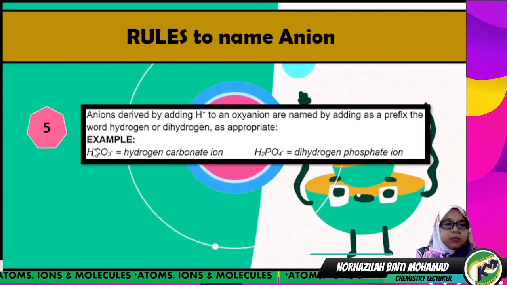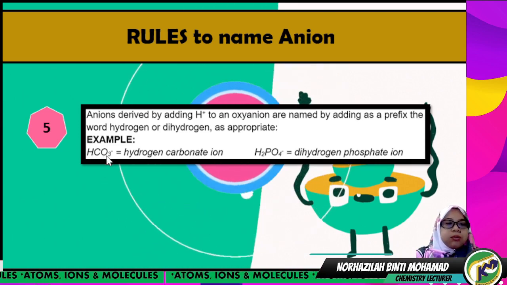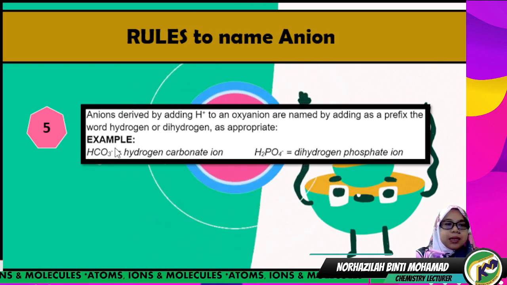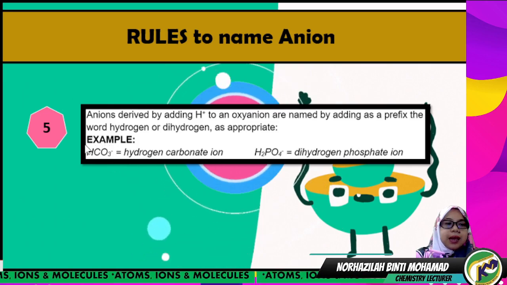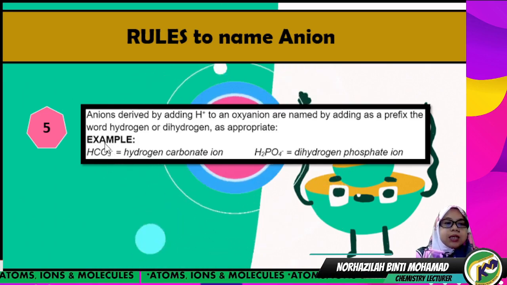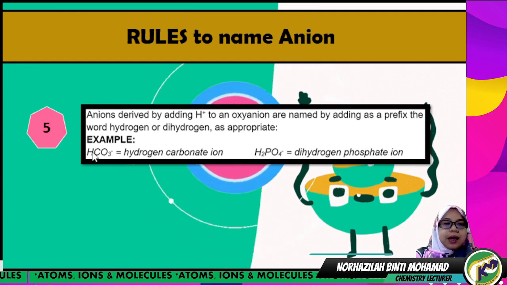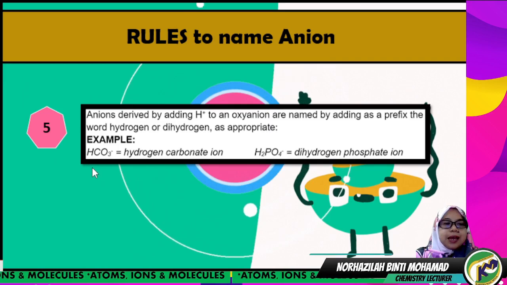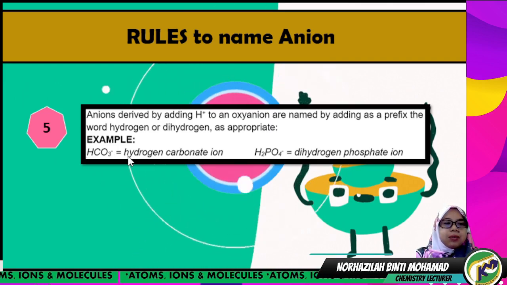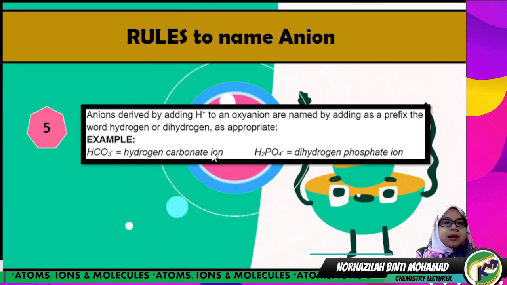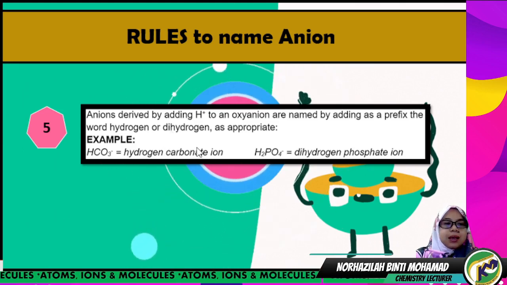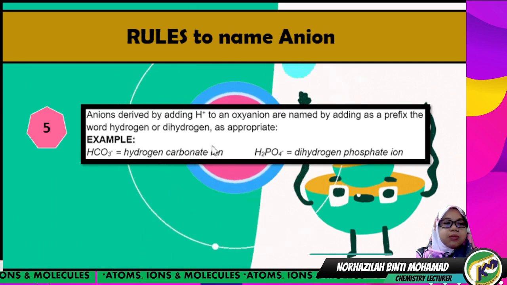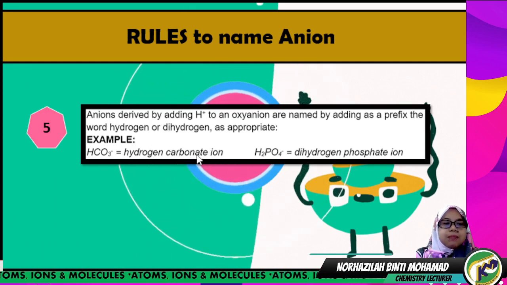Okay, so for this one, HCO3 minus, this actually comes from carbonate, CO3 2 minus. CO3 2 minus has added H plus, so it becomes HCO3 minus. It has added 1 hydrogen here, so it becomes hydrogen carbonate ion. There is a space between each single word: hydrogen space carbonate space ion.